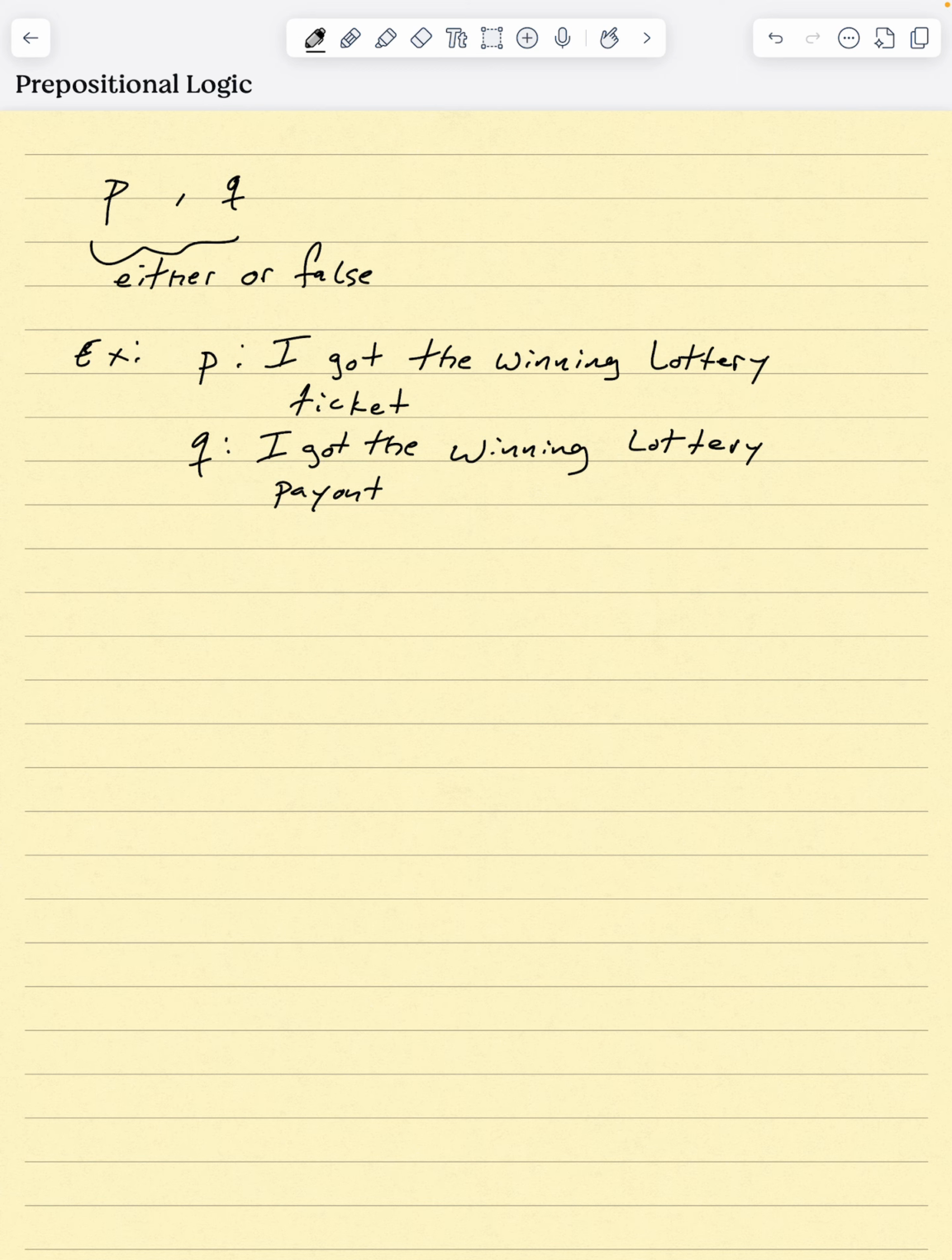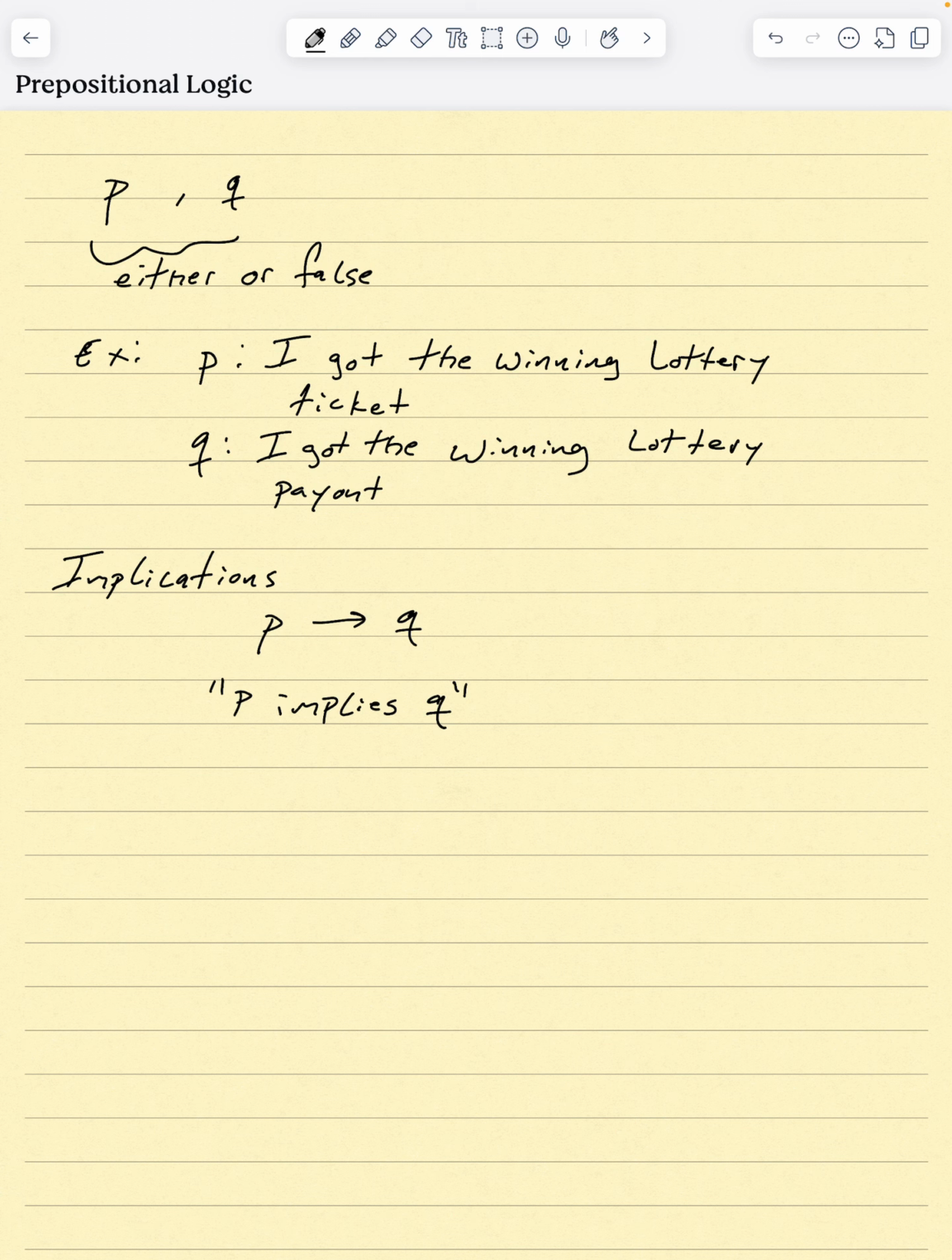And there are different ways you could combine propositions. One of them is with implications. Okay. And implications you denote with an arrow. So if I do P arrow Q, this reads in English as P implies Q.